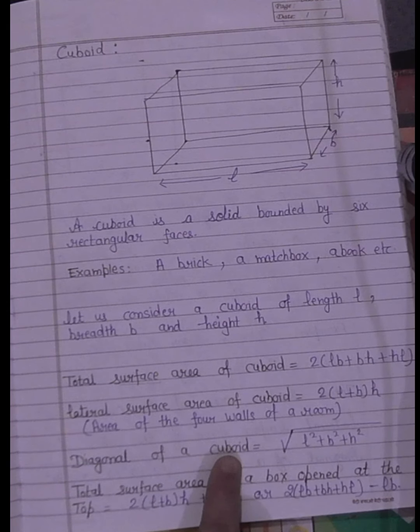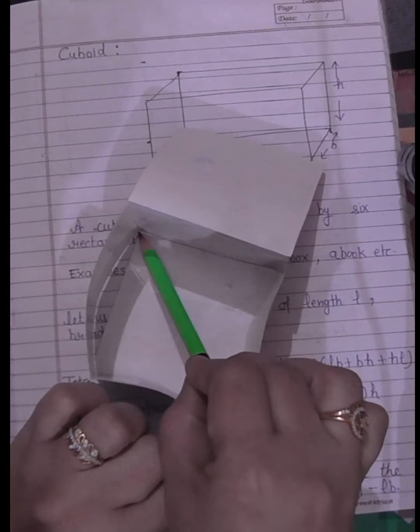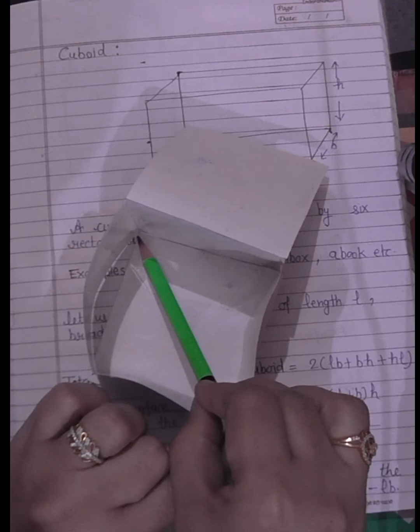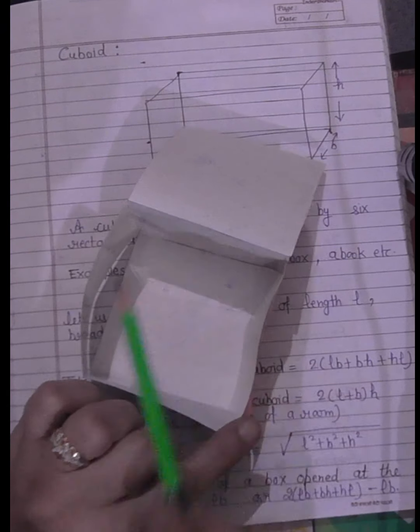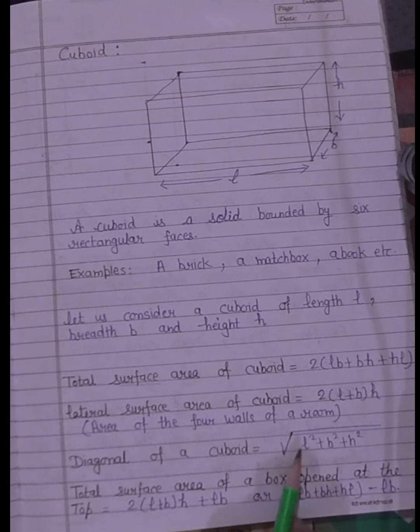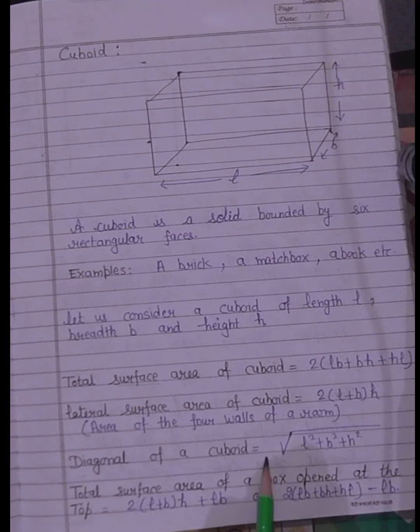Now the diagonal of a cuboid. What is a diagonal of a cuboid? If it is a cuboid, then the length from here to here, this line is called the diagonal of the cuboid, and its formula is the square root of L square plus B square plus H square.